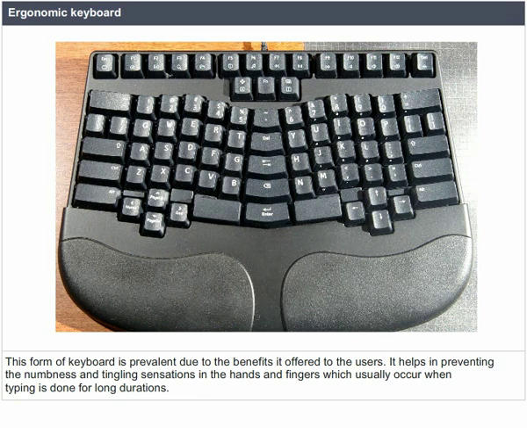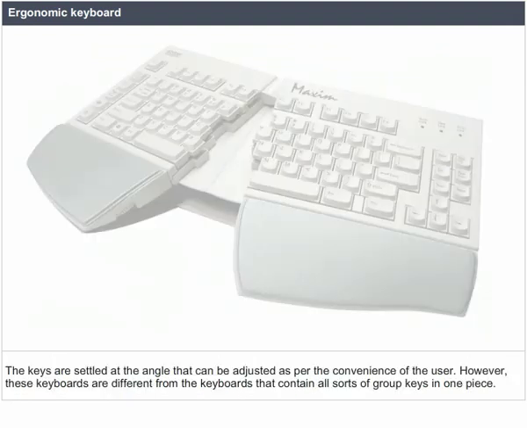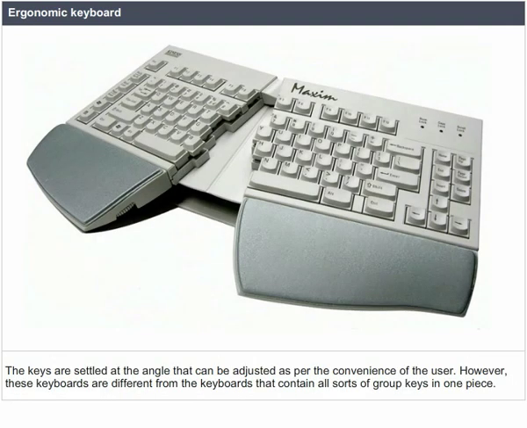You can find ergonomic keyboards in two forms, either as a single piece, wherein a group of keys have been split in the way which puts least stress on fingers and wrist, or in the form of separate pieces, wherein each piece holds a group of keys. The keys are settled at the angle that can be adjusted as per the convenience of the user. However, these keyboards are different from the keyboards that contain all sorts of group keys in one piece.